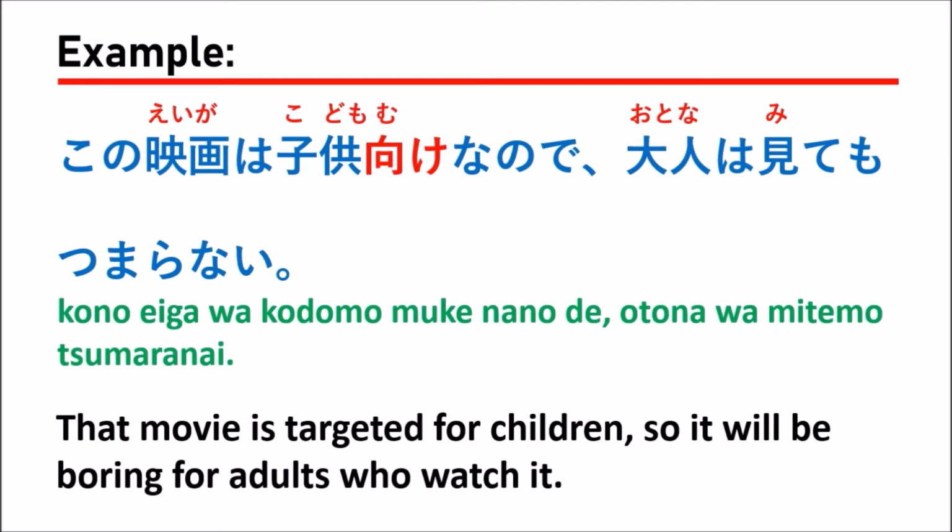In this sentence we see that our noun is kodomo. Kodomo means children. So we use the noun and muke. Kodomo muke, which means for children. Right? Your target is children. So you can say kodomo muke, otona muke, something like this. For adults, you can say otona muke. For children, you can say kodomo muke. It is very easy to use the grammar of muke, right?